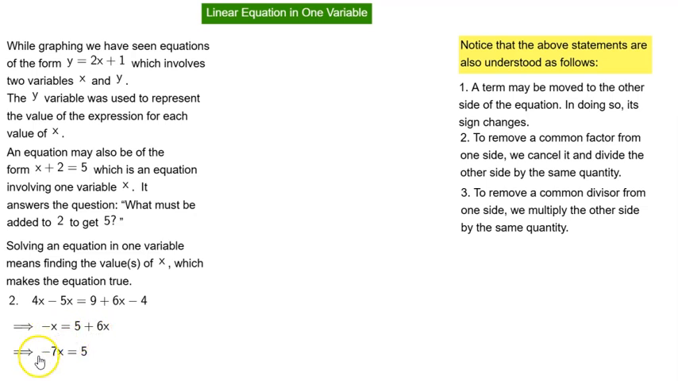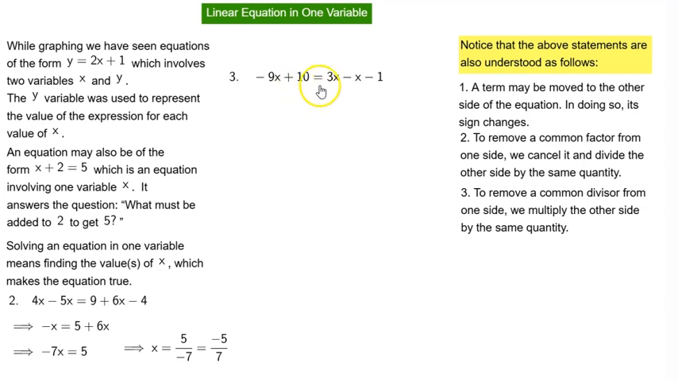The sign changes. So minus x minus 6x is minus 7x equal to 5. And then x is equal to 5 by minus 7. If you bring it to this side, here it is multiplication, here it becomes division. So 5 by minus 7 is equal to minus 5 by 7.